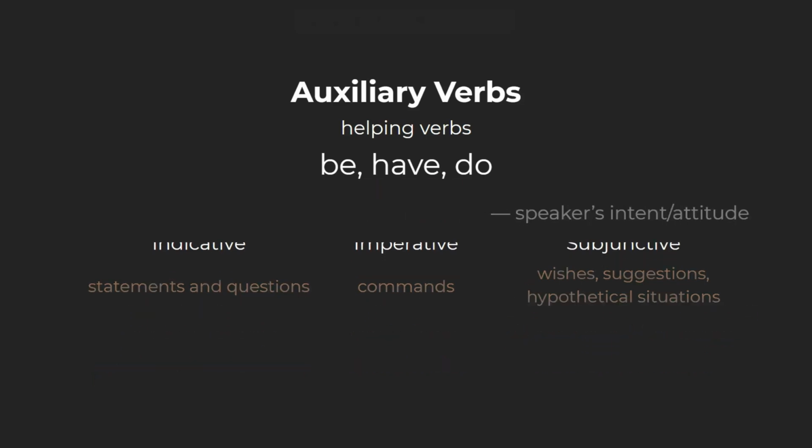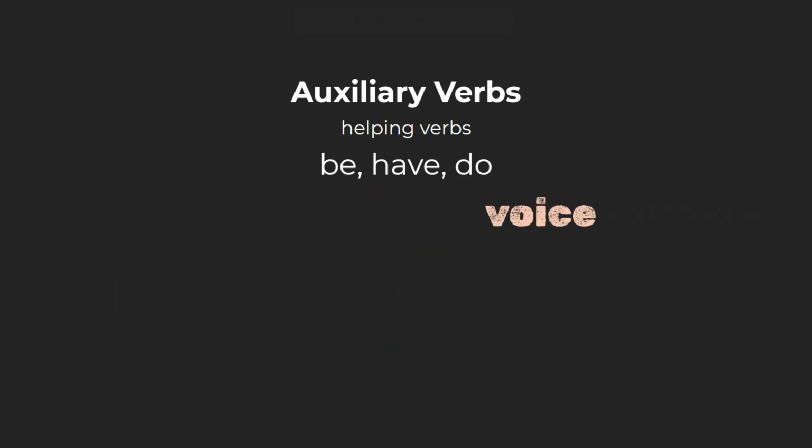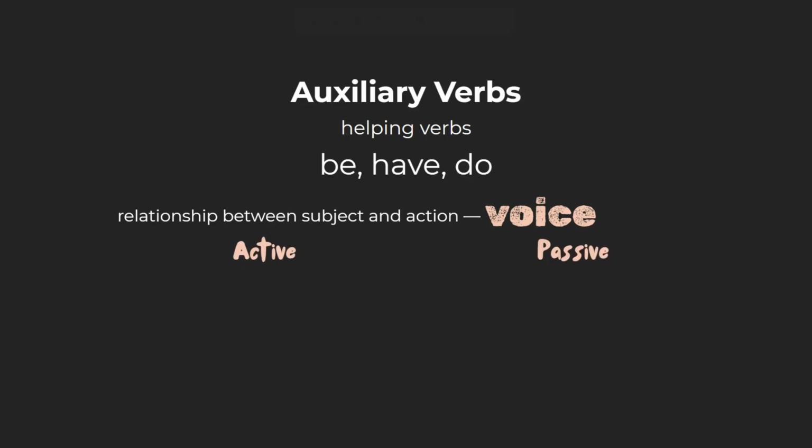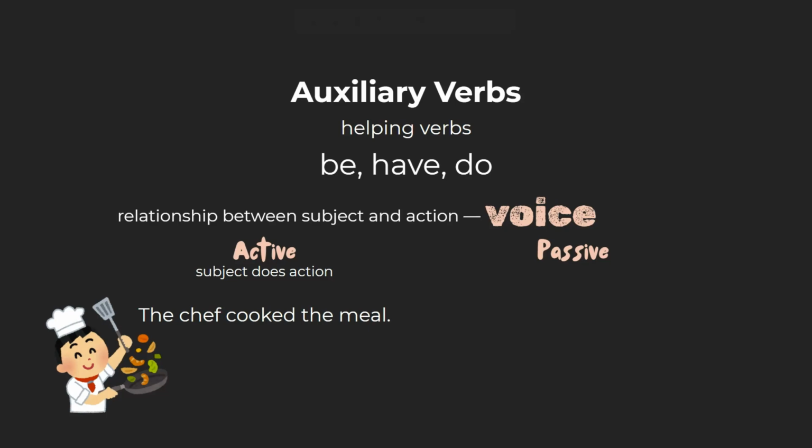And lastly, we have voice. In grammar, voice refers to the relationship between the subject of the sentence and the action of the verb. There are two main voices in English, the active voice and the passive voice. In the active voice, the subject is the one doing the action. For example, in the sentence, the chef cooked the meal, chef is the subject and cooked is the action word. The chef is clearly the one doing the cooking.